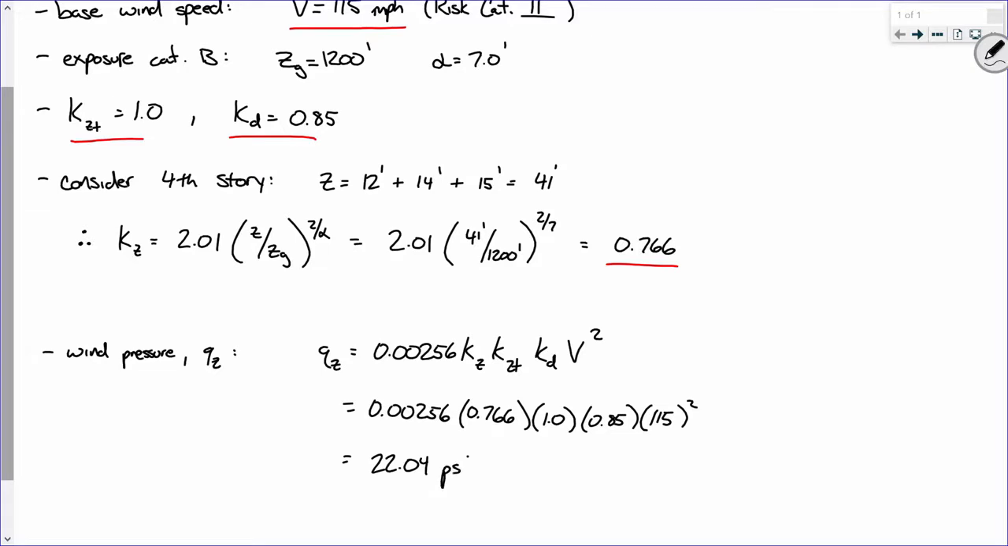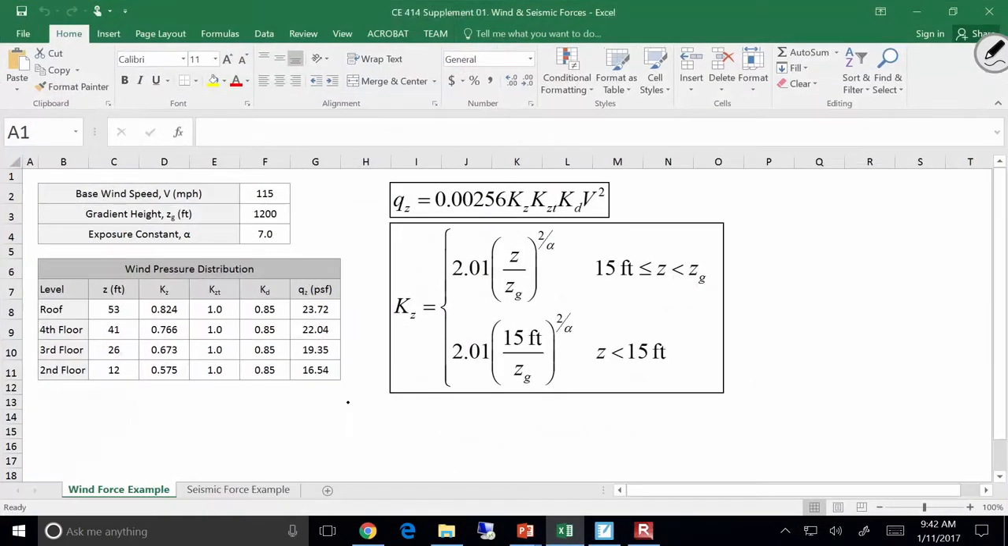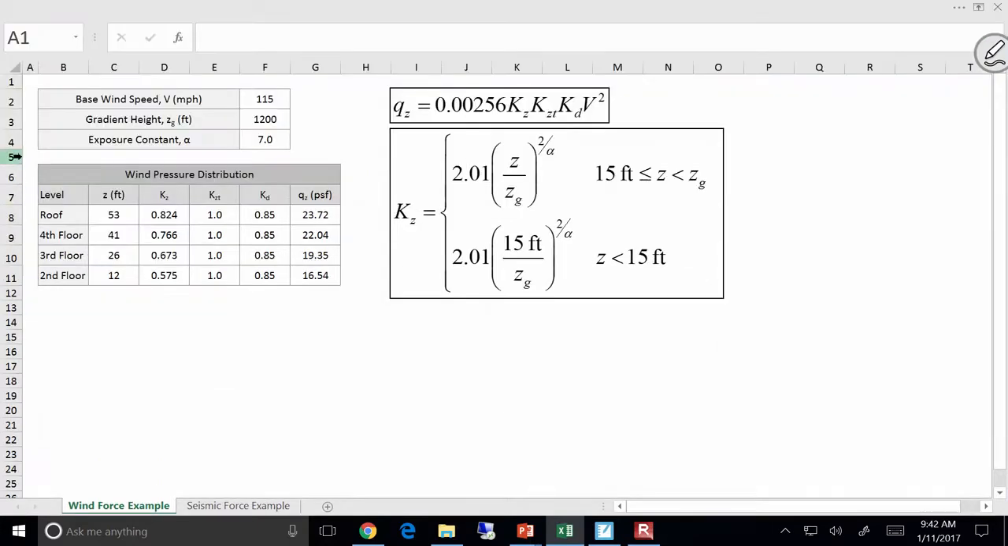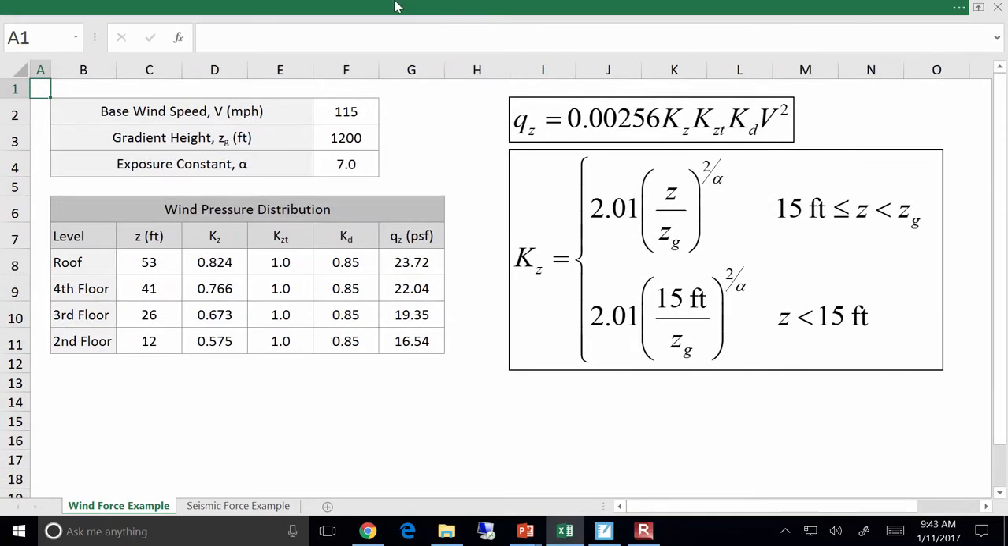If you look on Blackboard, I posted the following Excel sheet. So let me zoom in a little bit, actually. So we'll auto-hide that. We'll zoom in a little bit. Okay, so I posted the following Excel sheet, and what it's doing is computing the wind pressure for every story of the building, and it's just doing the same calculation over again. It's really not that complicated. So the base wind speed is 115 miles per hour, the gradient height is 1,200 feet, and the exposure constant is 7.